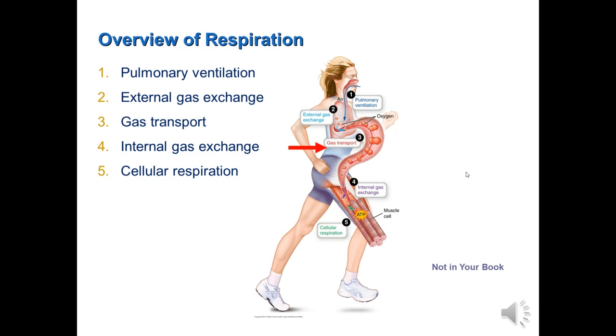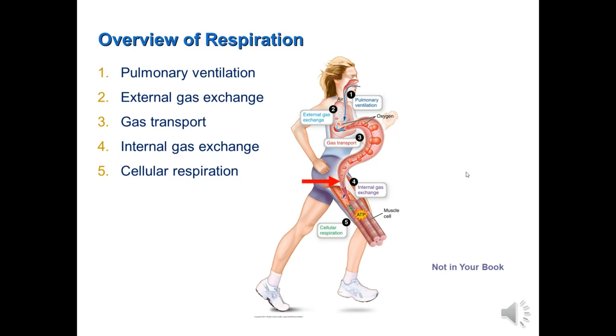That oxygenated blood is then taken to all of the tissues of the body, and there is where we have internal gas exchange. Internal gas exchange, oxygen is unloaded from the blood of the systemic capillaries to the tissues, and then carbon dioxide, which is produced by the tissues, is loaded into the blood. And then gas transport works again, where that deoxygenated blood is transported to the right atrium of the heart via the inferior and superior vena cava.